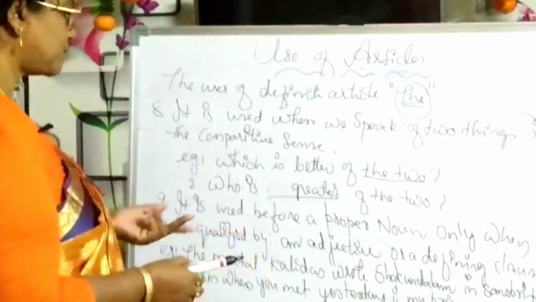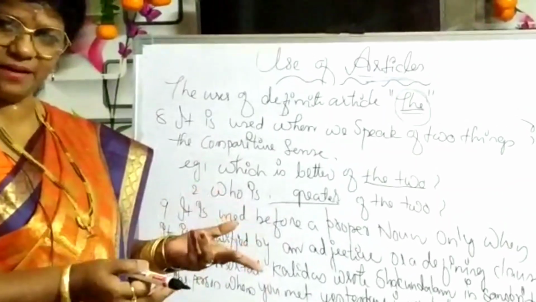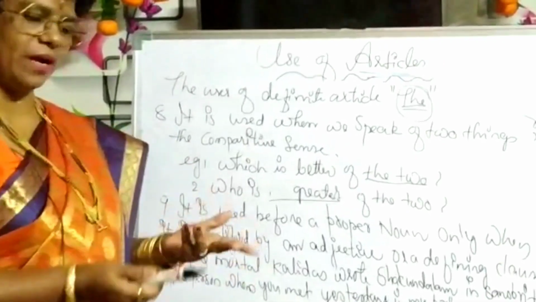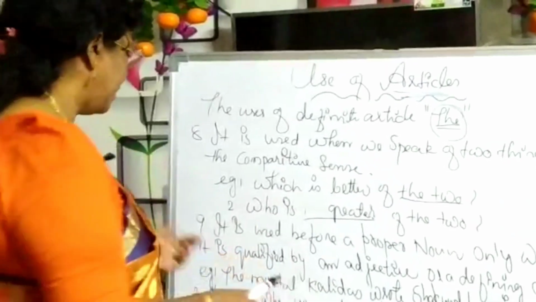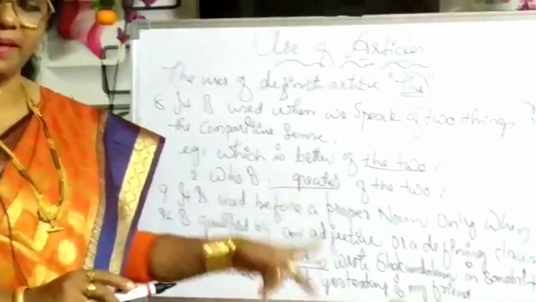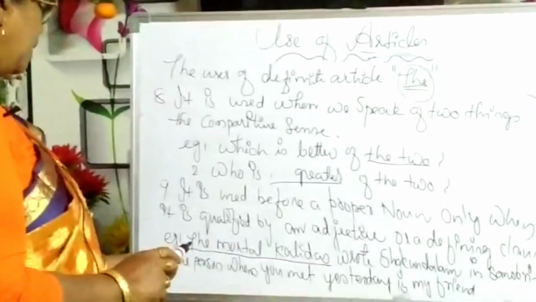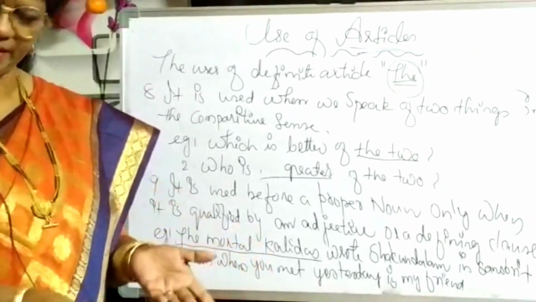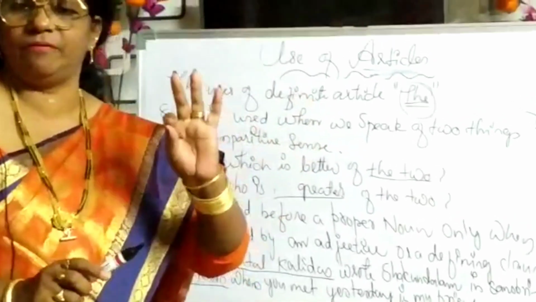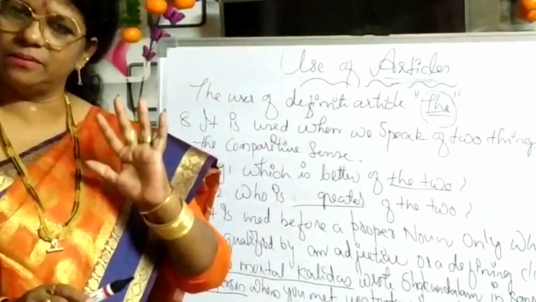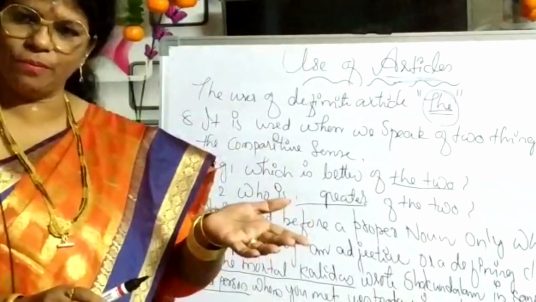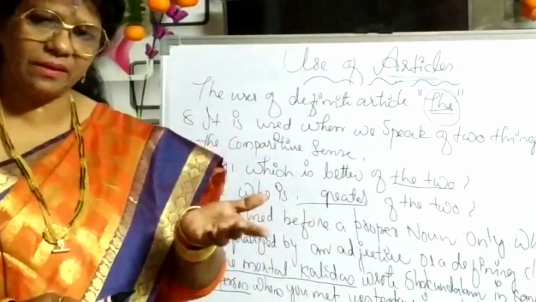Defining clause. We know what defining and non-defining clauses are. Example, the mortal Kalidas wrote Shakuntalam in Sanskrit. Here, the mortal Kalidas. We are particularly mentioning only Kalidas, that particular Kalidas. The person whom you met yesterday is my friend. That particular person you are mentioning here. So each and every rule I gave you not less than 3 to 4 examples. Better do each and every example at home, practice at home, and make yourself proficient in that.